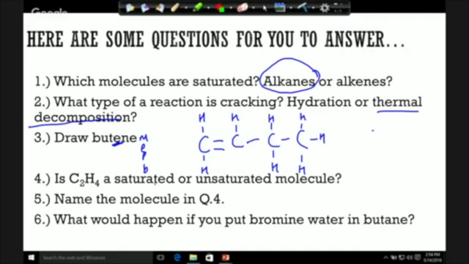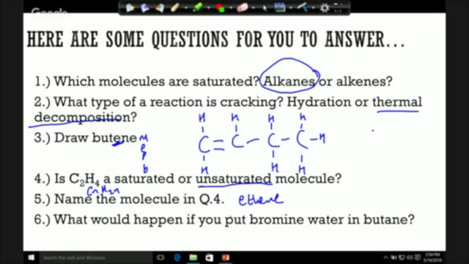Is C2H4 saturated or unsaturated? Because it's just got that general formula of CnH2n, that's an alkene, so it'll be unsaturated. And name that molecule. Well, it's got 2 carbons, so it must be ethene.